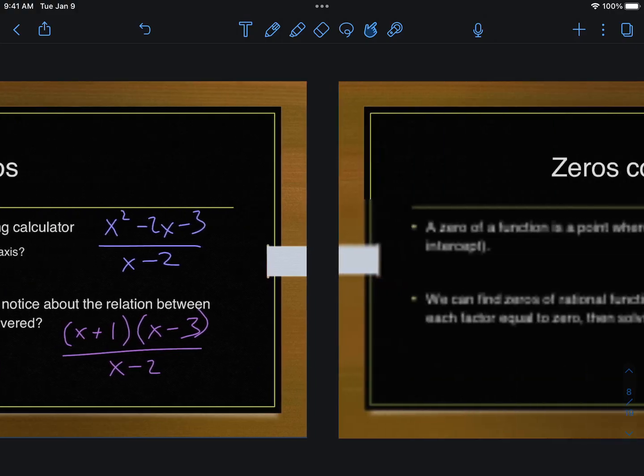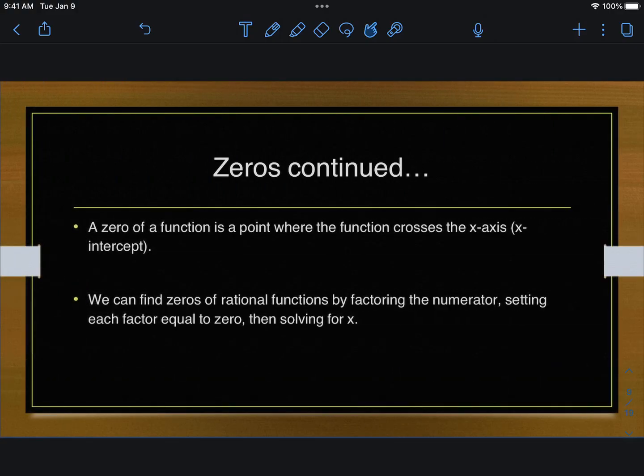All right, so when it comes to finding zeros, this is our standard definition, right? It's where it crosses the x-axis. That's what a zero is. We can find the zeros by factoring the numerator and setting each factor equal to 0 and solving for x.